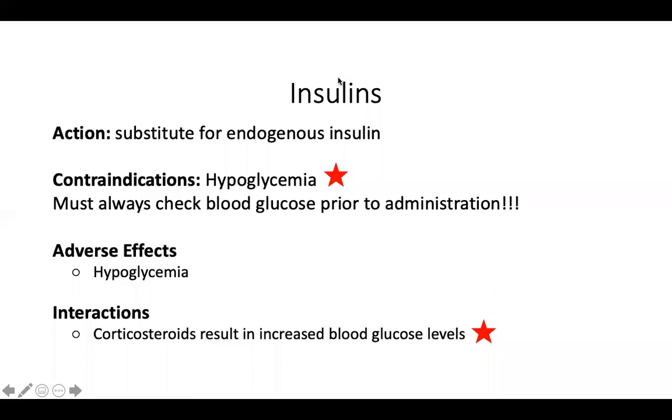We do have some interactions. Drugs like corticosteroids can increase the blood sugar level, and that's something you want to be aware of.